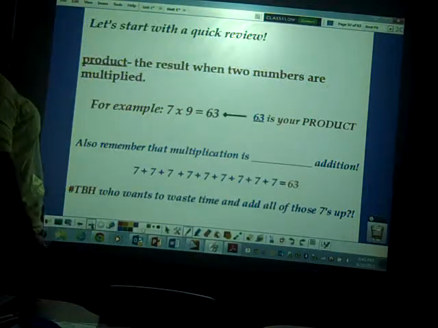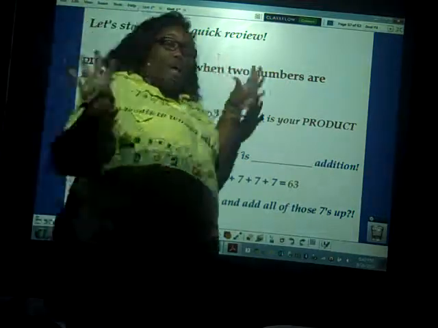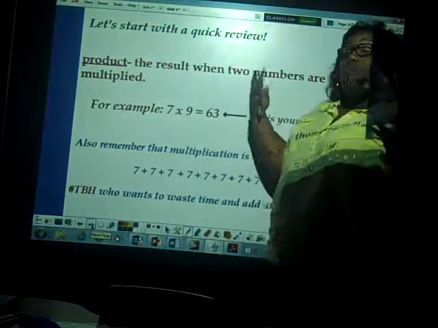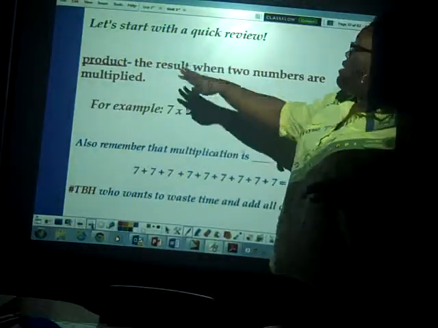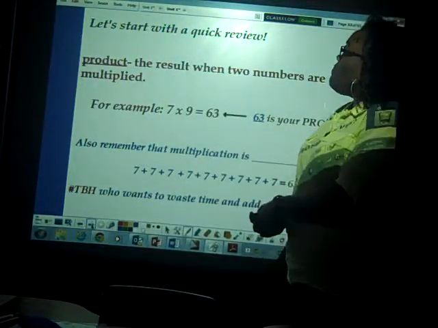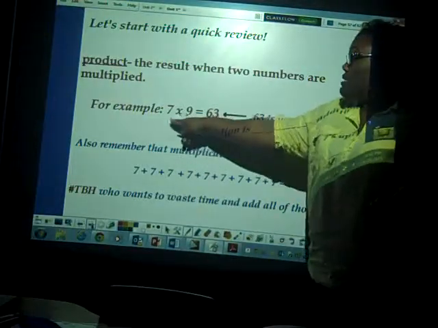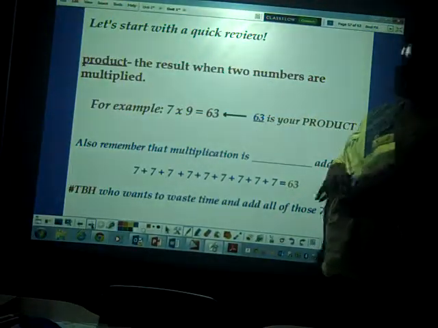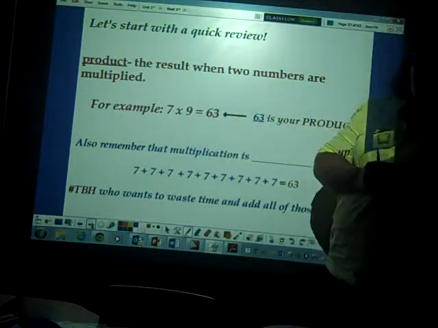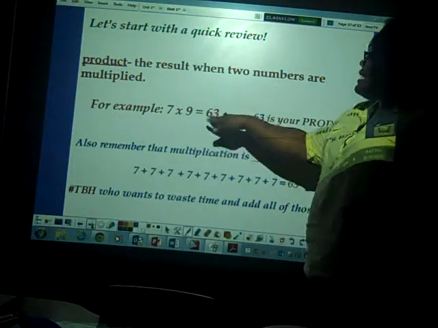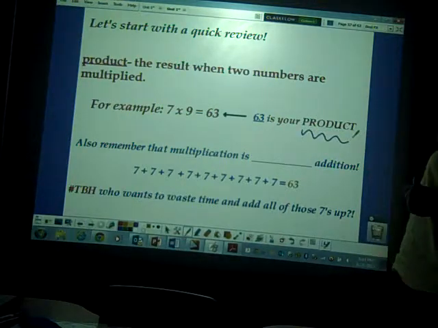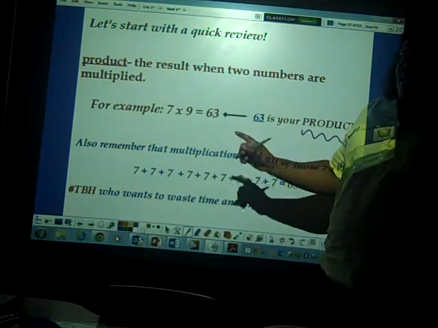Now, let's move on. Let's just start with a quick review, okay? Product. What is your product? Well, in multiplication, your product is your answer. The result when two numbers are multiplied together. For example, we have 7 times 9. 7 and 9 are our factors. We multiply those two factors together and get a product. 63. 63 is your product.